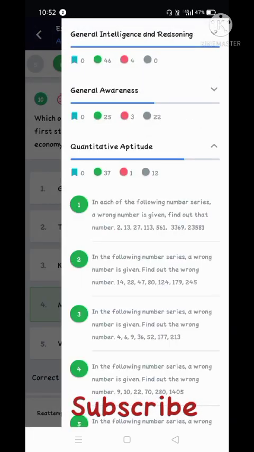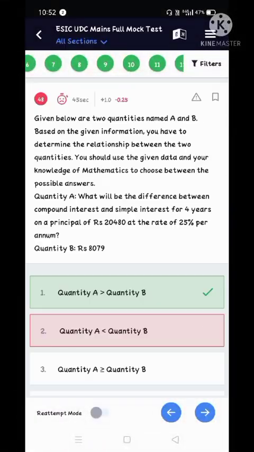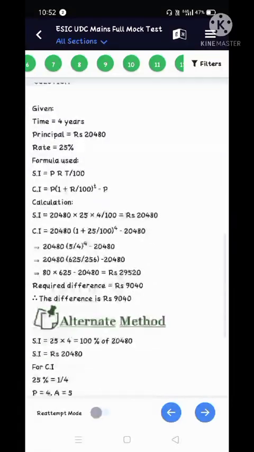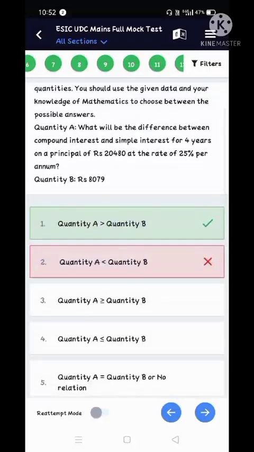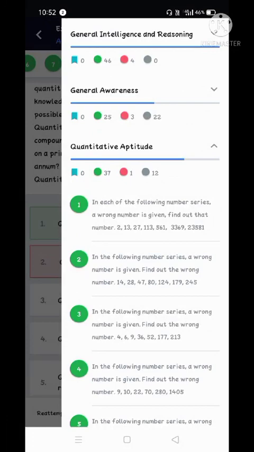In quantitative aptitude, 37 questions I have done correct and 1 question wrong. So I will show you which question I have done wrong. Yeah, this question, a quantity based question. In doing the calculation, I think I made a mistake. Yeah, it's a lengthy question. Lengthy question means the digits are lengthy. So that's why I got it wrong.